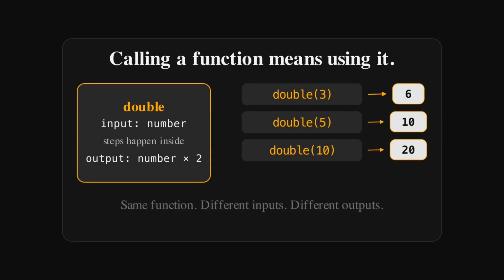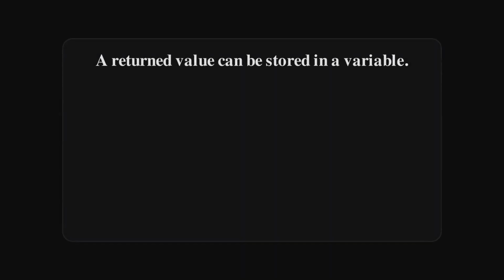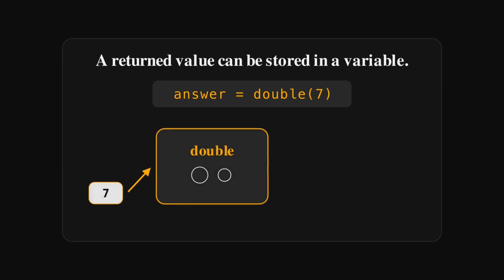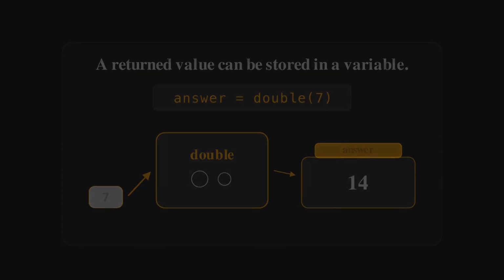Double of 3 gives 6. Double of 5 gives 10. Double of 10 gives 20. Same function, different inputs, different outputs. A function can return a value. That return value can be stored in a variable. For example, answer equals double of 7. The function gives back 14, and 14 is stored inside answer.